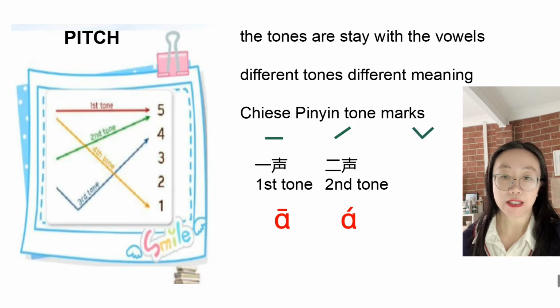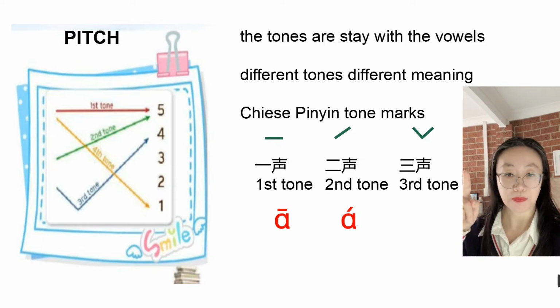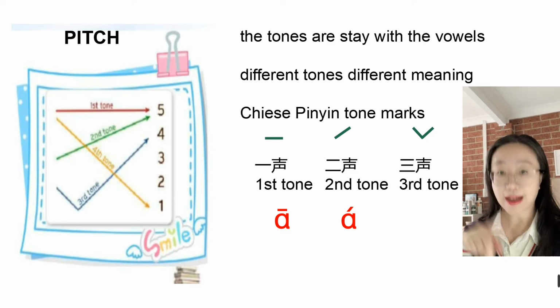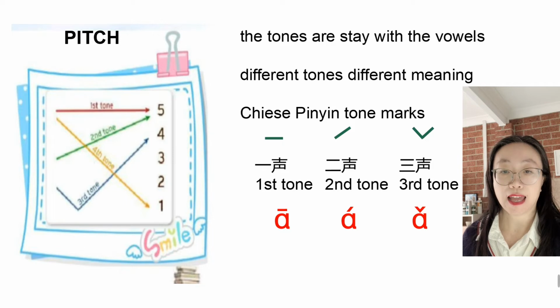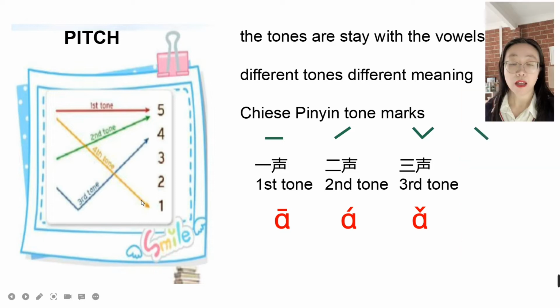And then third one, 三声. The third tone, we pronounce it as fall down and raise up. Ah. And the fourth tone, like just fall down, yeah, from high to low. Soft, quick and strong, yeah.